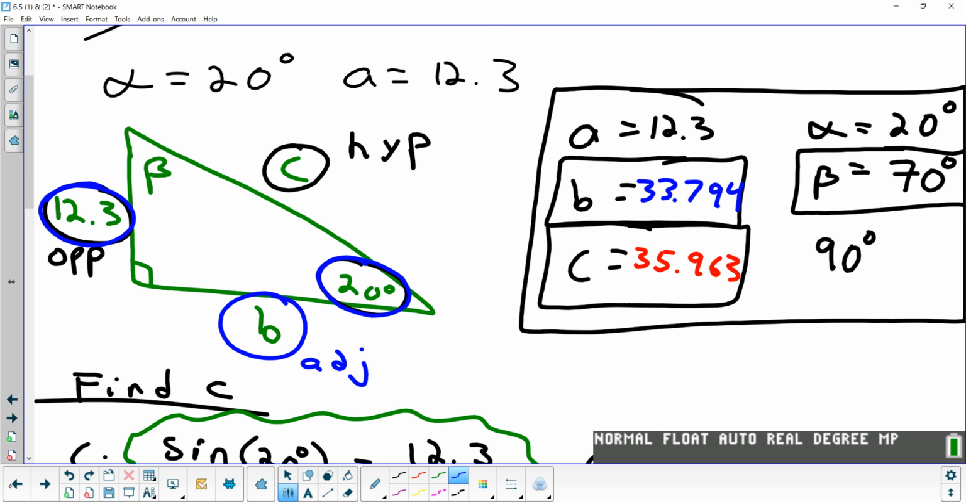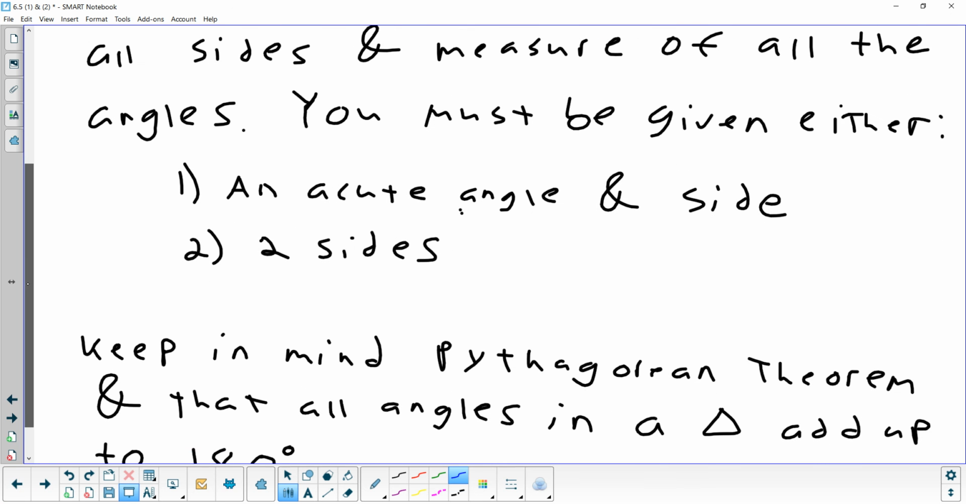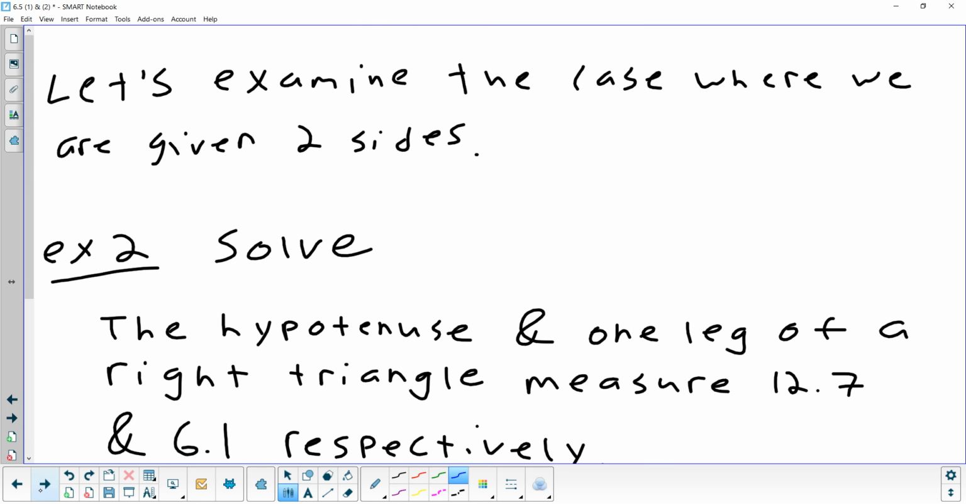All right, so that's this case where they give you one of the angles and a side. Let's look at the second case. So let's do this one.